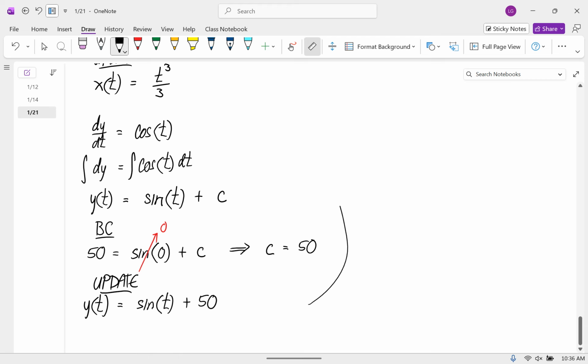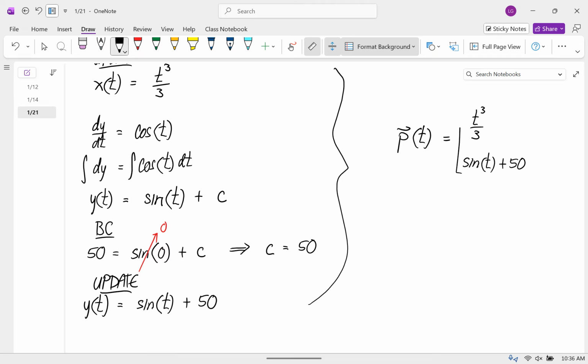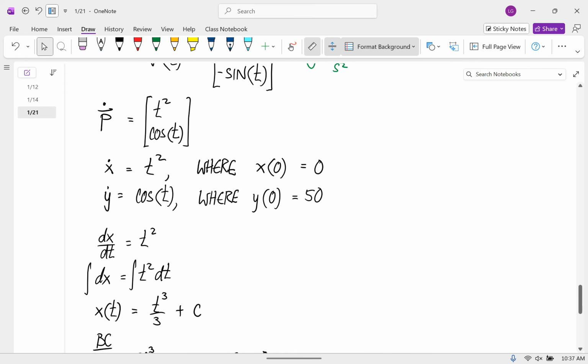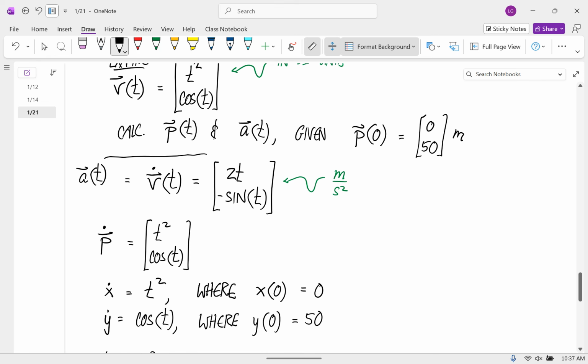And then if you wanted to put these together into the vector form, so position as a function of time is equal to t cubed over 3 for the x component, and sine of t plus 50 for the y component. For the boundary conditions, when you're doing the numerical stuff, did you just make those up? Those were given: we're given that at time equals 0, the vector is 0, 50. Oh.